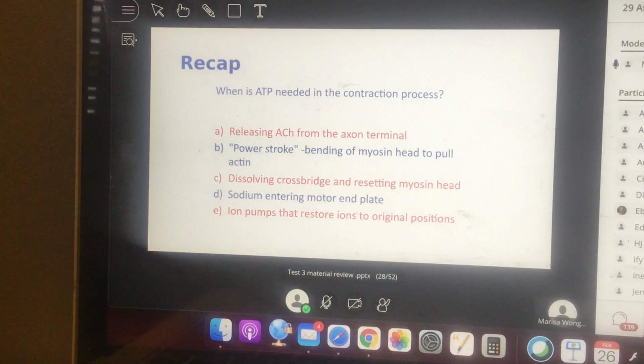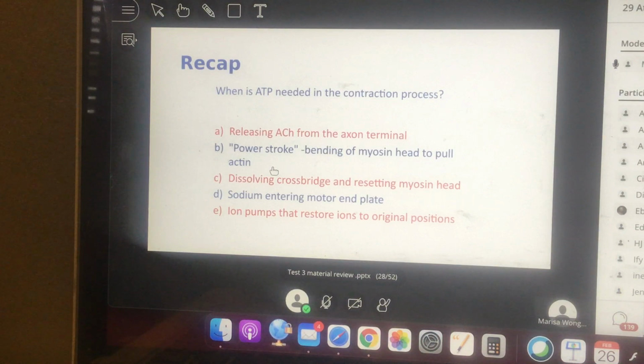Okay, let's talk about ATP. A lot of people put A. Yeah, that's correct. It's responsible for releasing acetylcholine because that's just exocytosis. And then a lot of people put E, which is also correct, that it's needed to run those ion pumps to put everything back to normal after the action potential and contraction have happened. But let's talk about B and C.